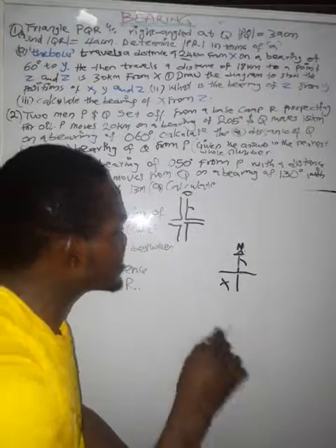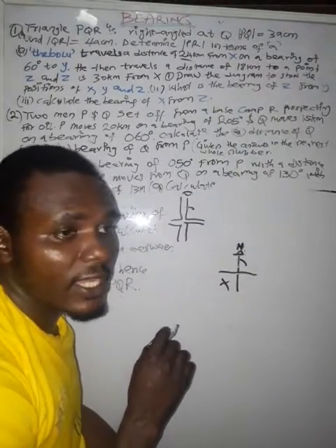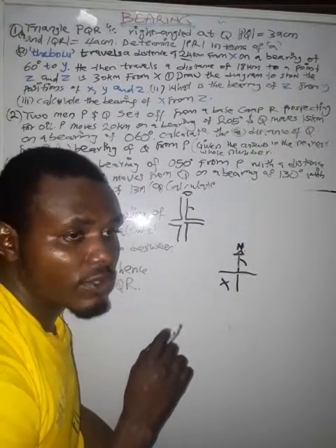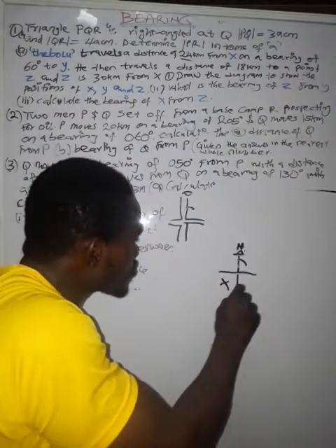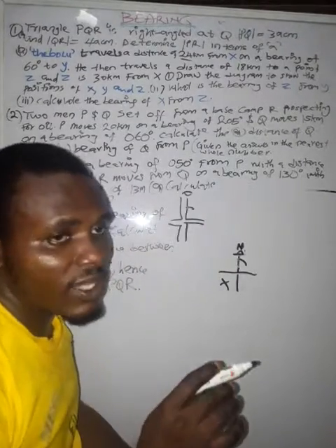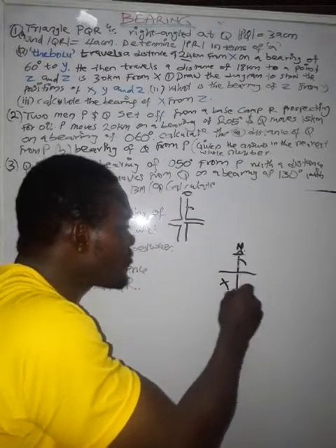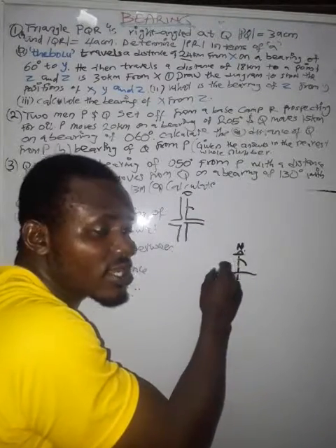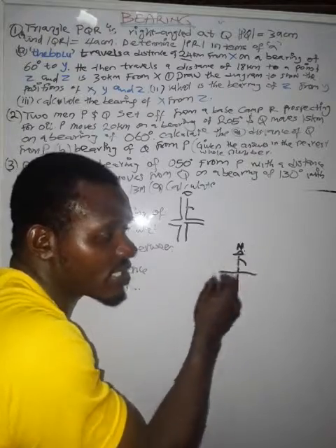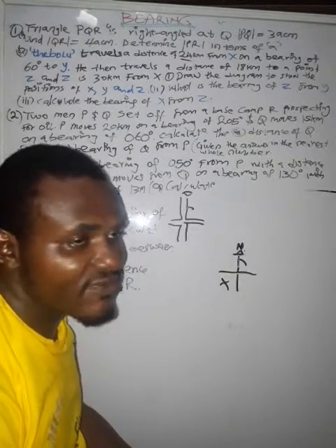If it's more than 90, you come to the next quadrant and stop. If it's more than 180, you come to the third quadrant and stop. If it's more than 270, you move and reach the fourth quadrant and you stop. So that is very, very straightforward.